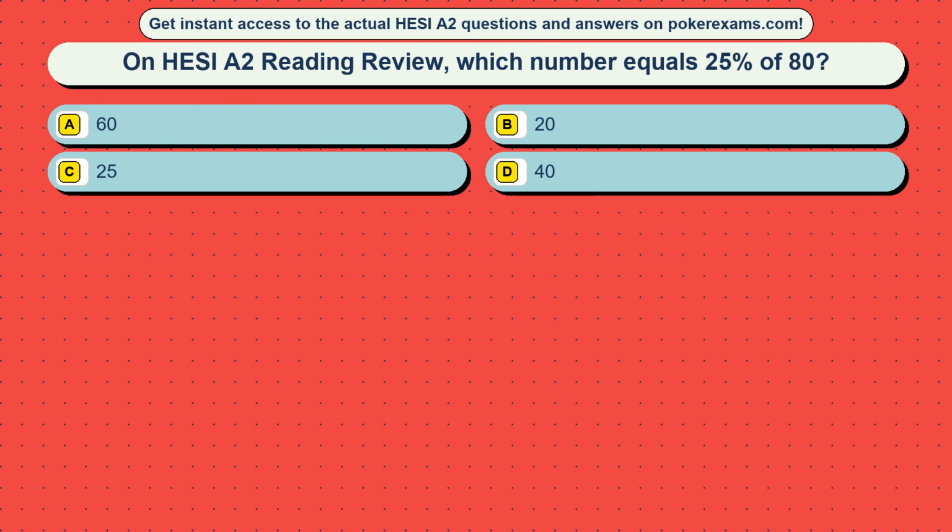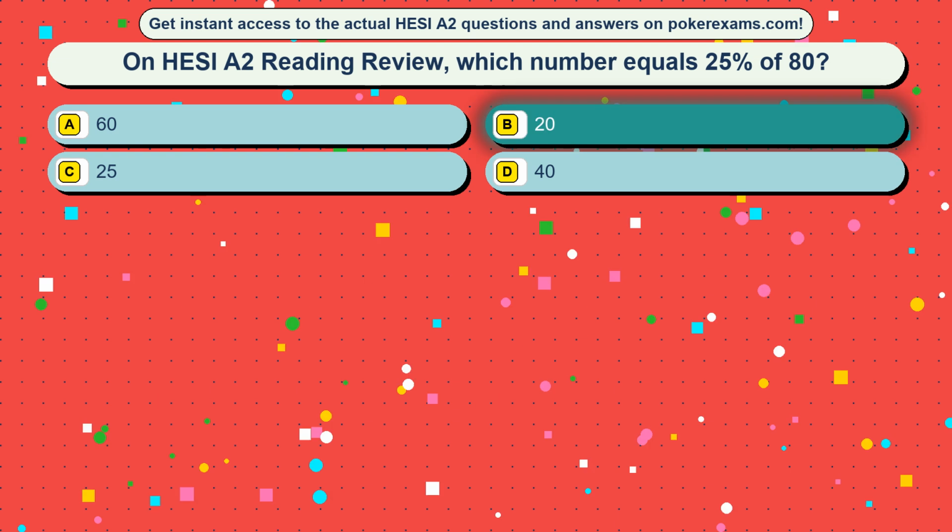Question 24. On HESI A2 reading review, which number equals 25% of 80? Option A, 60. Option B, 20. Option C, 25. Option D, 40. The correct answer is option B, 20.